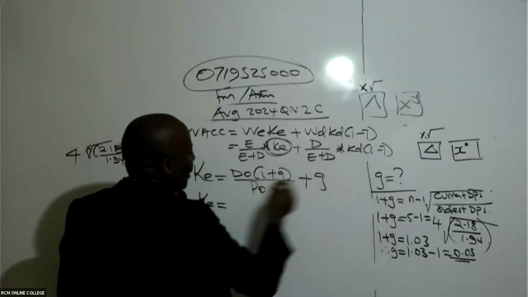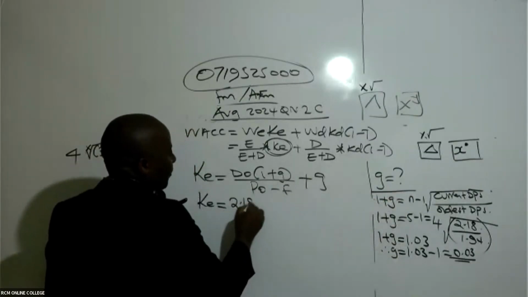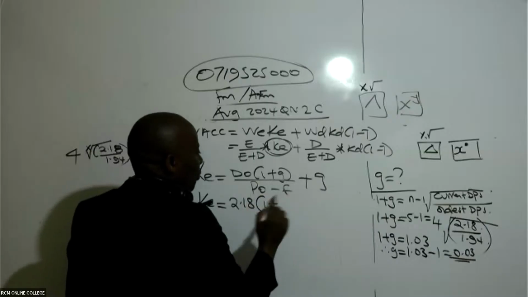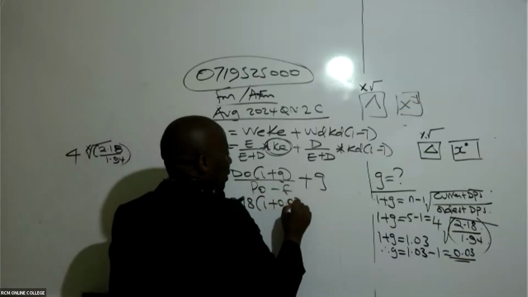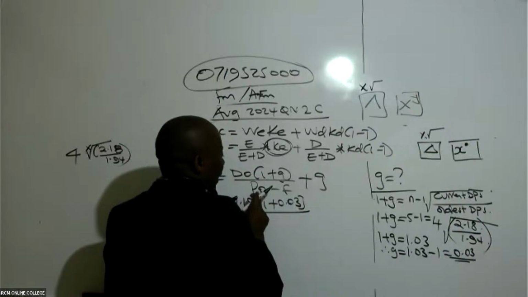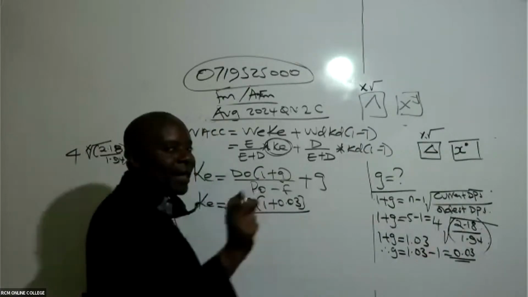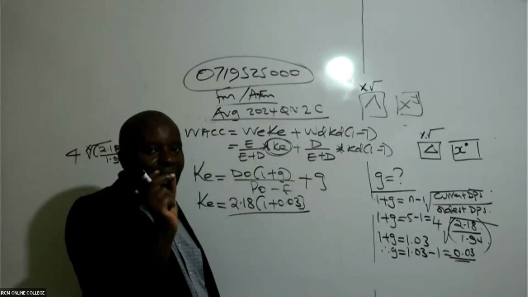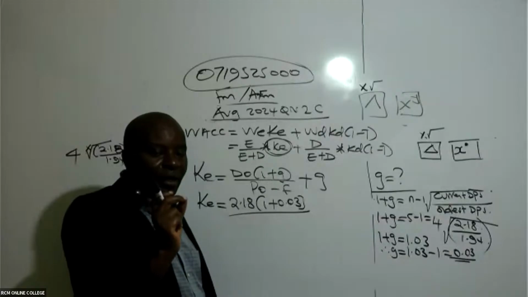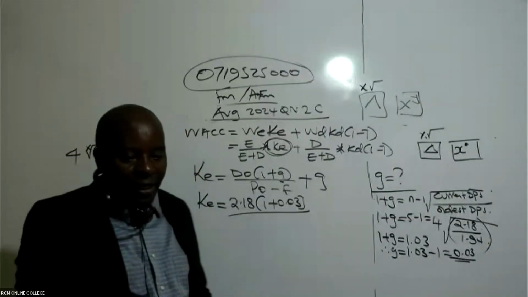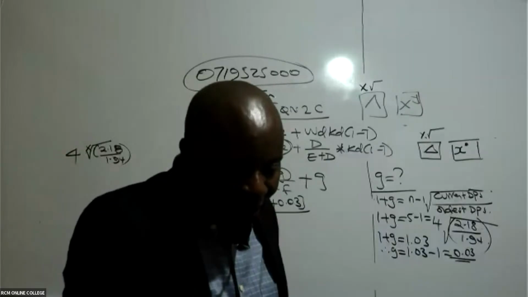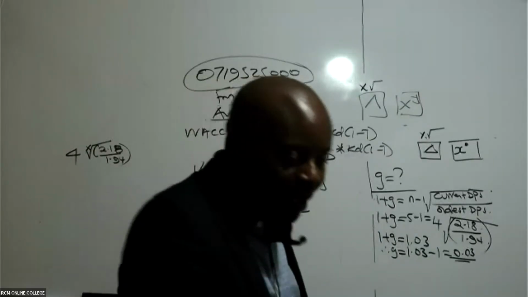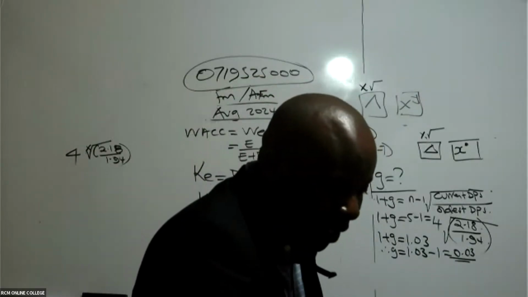Current DPS is 2.18 into 1 plus growth rate. Growth rate is 0.03. All over the current. You see this O? O means current. All over the current price per share. I'll be able to come back to that.